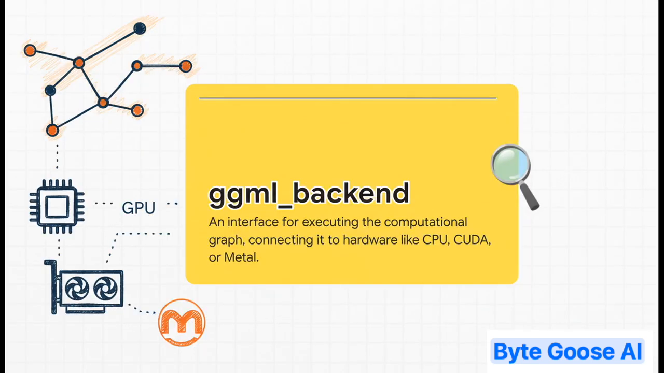So if the graph is the blueprint, who's the construction crew? Well, that's the GGML backend. The backend is the thing that actually executes the plan on your hardware. It's the bridge between that abstract blueprint and the physical silicon. And this is the secret to GGML's portability. You can swap in a CPU backend, a CUDA backend for your NVIDIA card, or a Metal backend for Apple devices. Same blueprint, different crew.